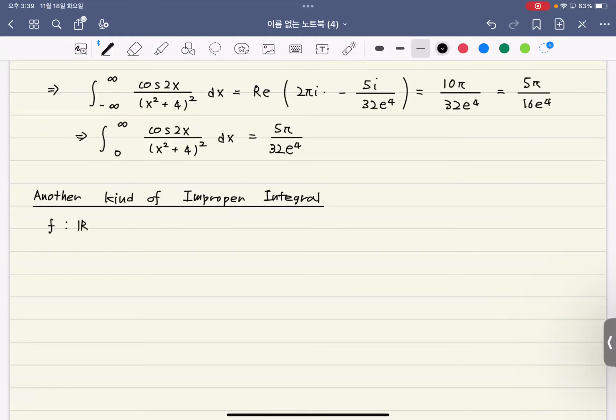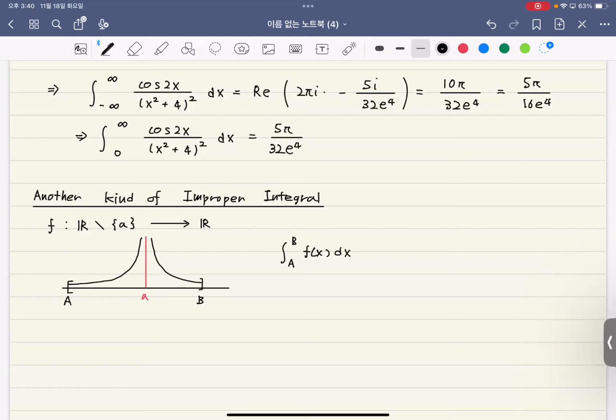Let me assume this function. I have a function which is defined almost everywhere except at a point a, and which looks like this. So this is the point x equals a, and my function behaves like this. This point is a, and this point is b. The question is, I want to integrate this function from a to b.